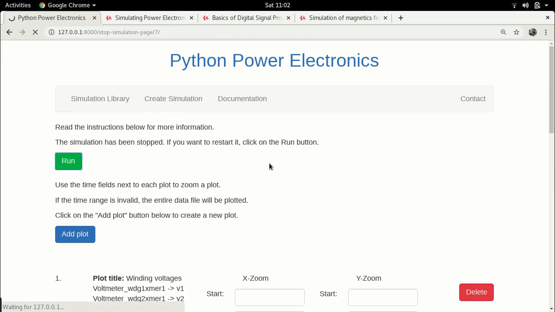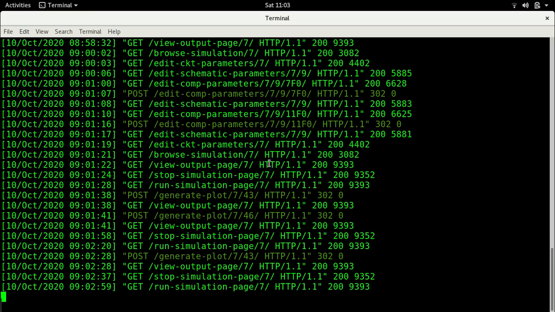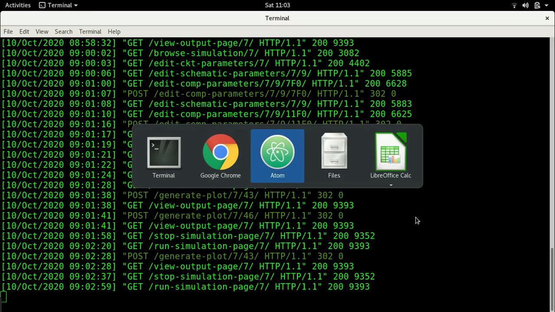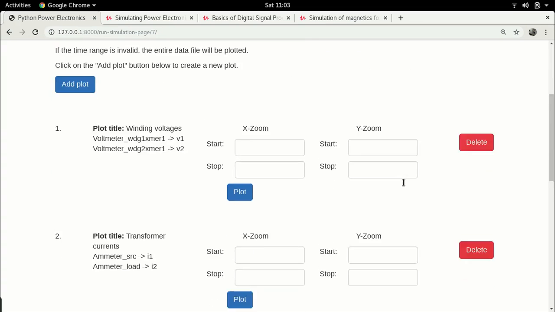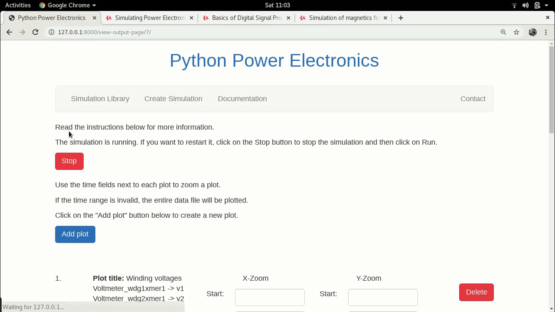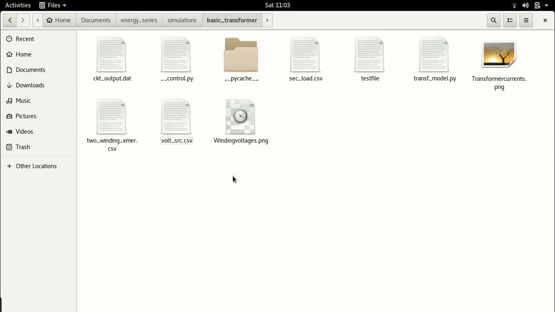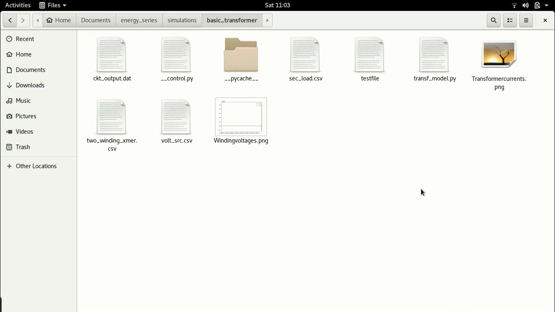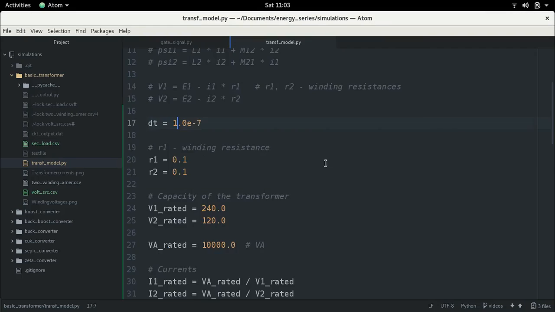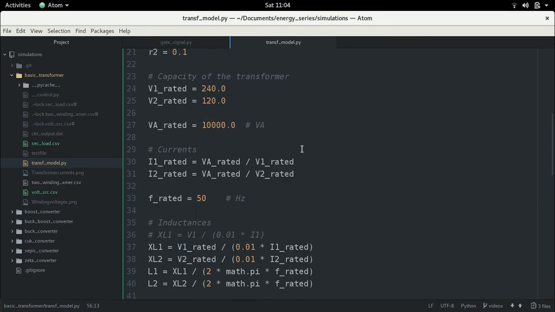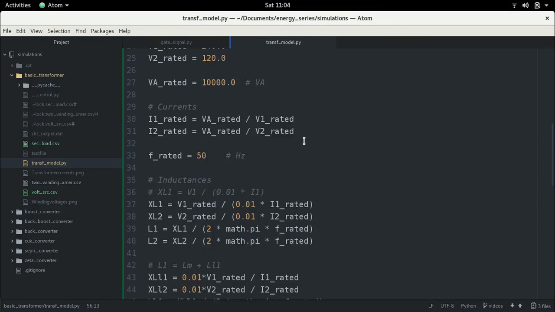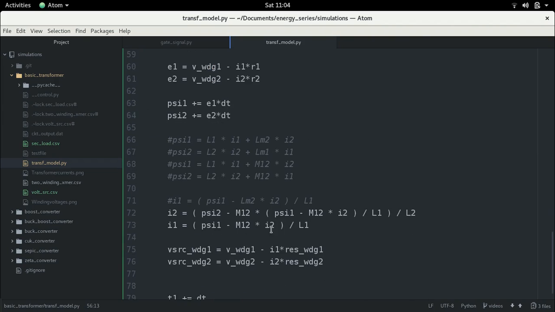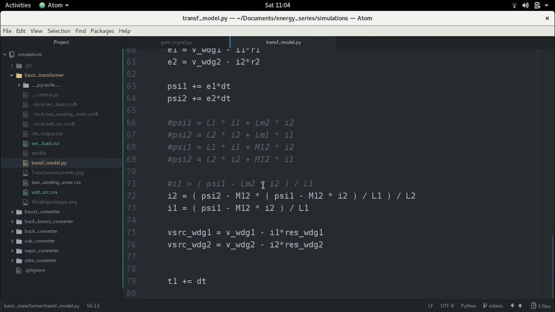Let me run the simulation again. As always, check if there's an error. There is none. And let's click on the winding voltages again. I hope this time we do not have instability. No, we still do. So this is something that we need to solve, and I think we need to solve it fairly conclusively. So the only way to solve this is to actually think of ways in which we can solve this equation in a better manner, right?